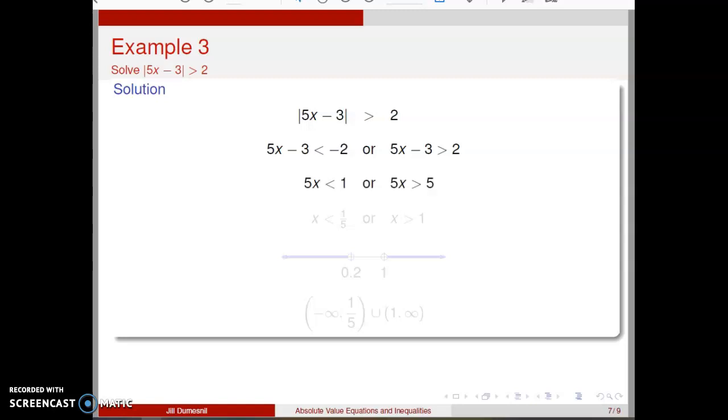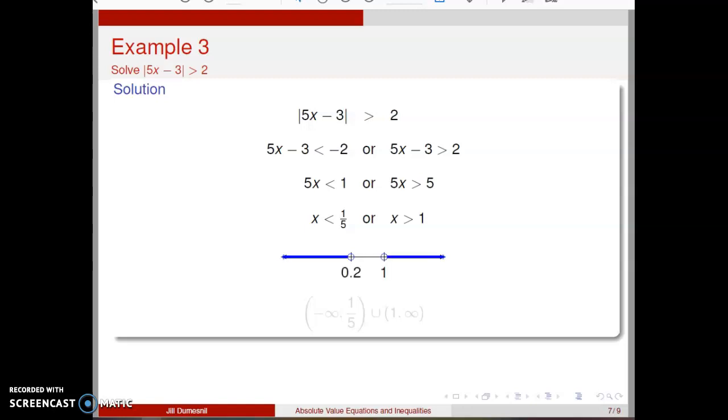We add 3 on both sides of both inequalities and then divide both inequalities by positive 5. Luckily, when we multiply or divide inequalities by positive quantities, the inequality sign is not affected. Therefore, we get that x is less than 1/5 or x is greater than 1.